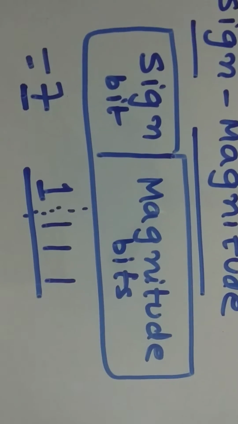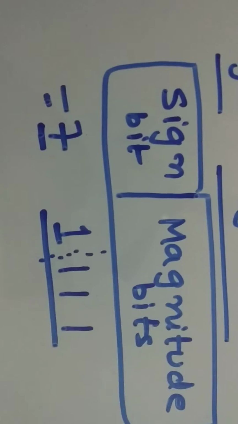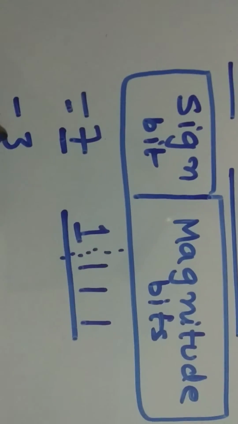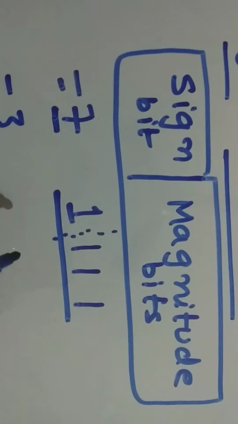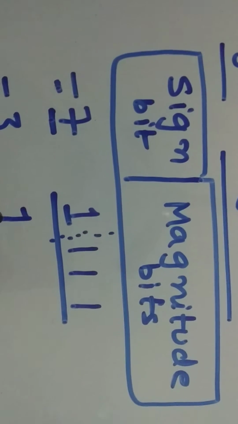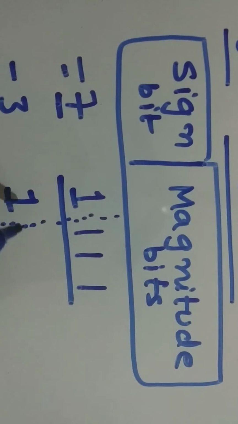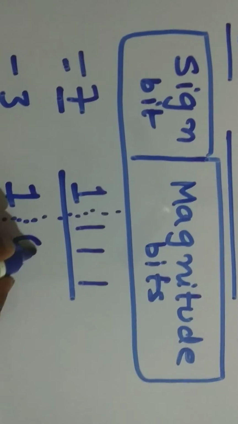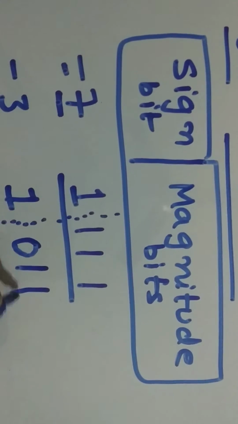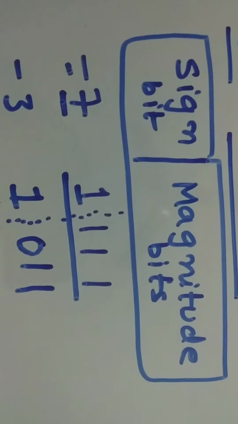So we can do it for any number. For example, let's take -3. How are we going to do this for -3? Similarly, add a sign bit, which is 1 since the number is negative, and represent 3 in binary form. What's 3 in binary? 0, 1 and 1. So this is the sign magnitude form.